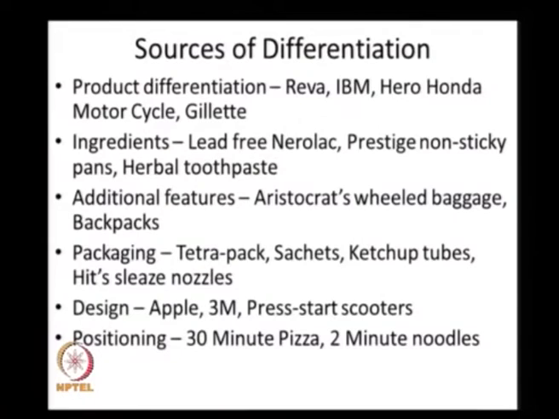And this differentiation can come in different forms. To begin with, from the product differentiation itself, examples you could see in this electric utility vehicle Reva, the product differentiation is clear and telling, or IBM's, or Hero Honda when it introduced its first 4-stroke motorcycle, or Gillette.